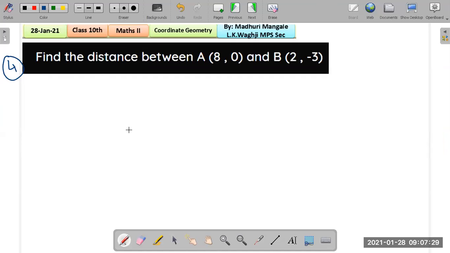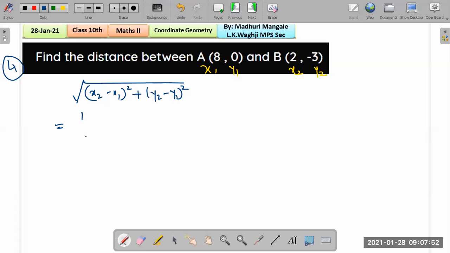Question number 4. We are asked to find the distance between these 2 points. The first point gives us x1, y1. The second point is x2, y2. And what is the formula? The formula is root of x2 minus x1 the whole squared plus y2 minus y1 the whole squared. Just substitute the values.